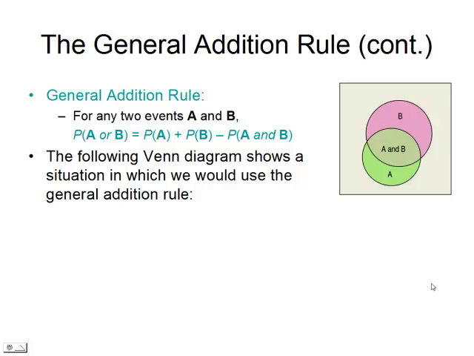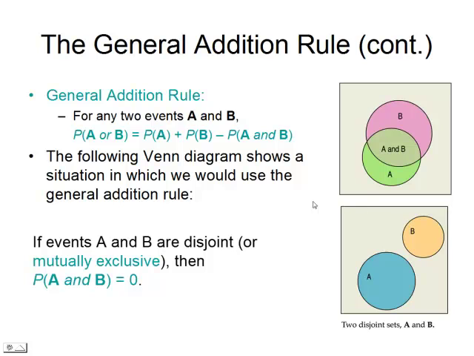The following Venn diagram shows this situation. You can see that we have A and B here in the middle, and that A and B are being double counted because they're both in B and in A. If A and B are disjoint, or mutually exclusive, then the probability of A and B is equal to 0. As you can see in this Venn diagram, they have nothing in common.